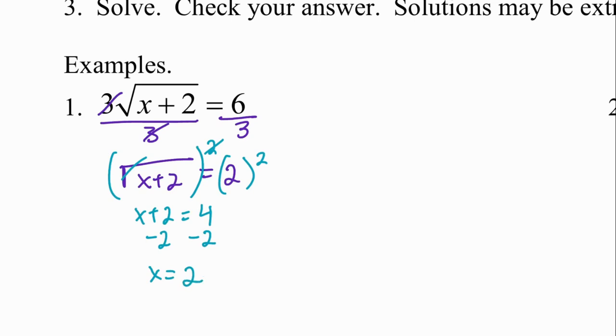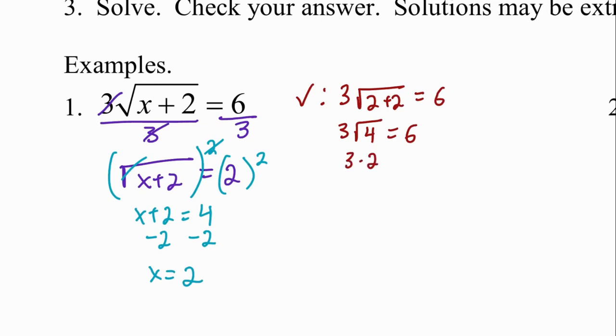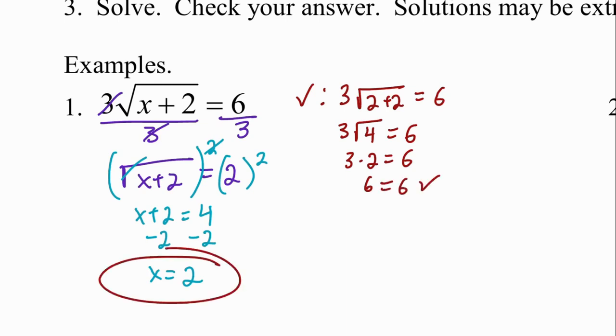And then finally, I need to check for extraneous solutions. So I'm going to need to go ahead and plug back in to see if I got something that didn't work. So I plug into the original. This is my check. And I do 3 times the square root of 2 plus 2 equals 6. 3 times the square root of 4 equals 6. Well, the square root of 4 is 2. 3 times 2 does equal 6. So we are good to go there. This is not an extraneous solution. So this would be our answer.